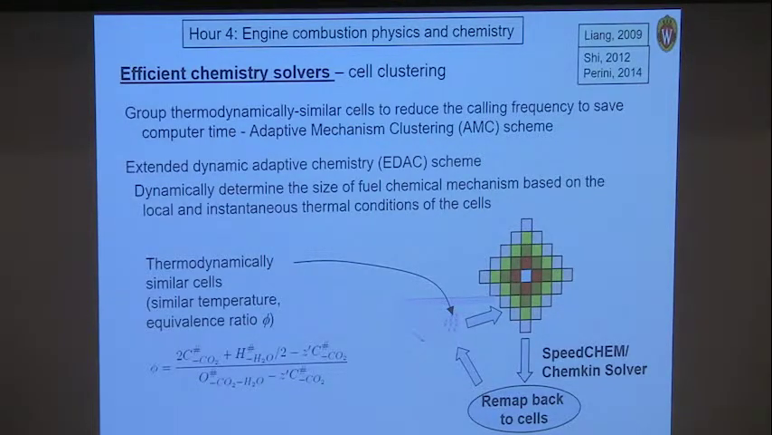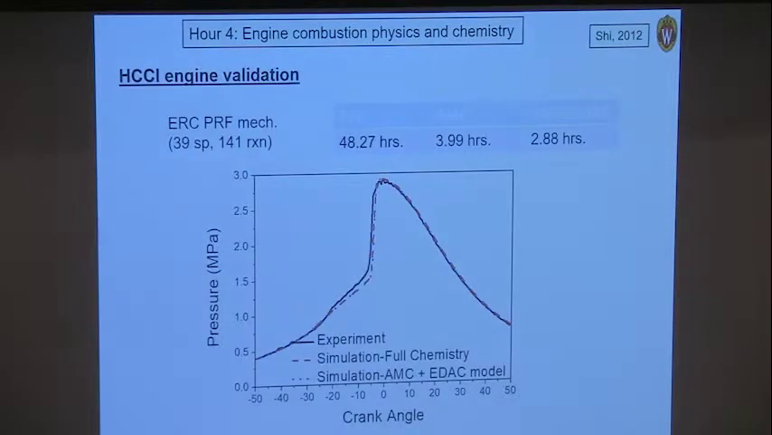Let's throw away those reactions. So you now reduce the mechanism size depending on the combustion history. So you can get huge savings in computer time by doing this. For example, using the ERC PRF mechanism, looking at HCCI combustion here.